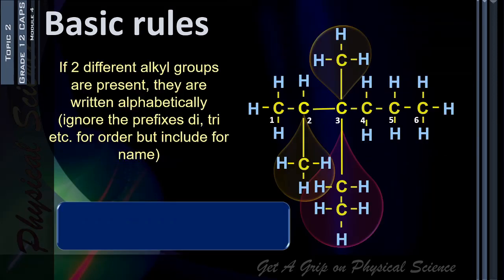Just something to remember, if there are two different alkyl groups present, they are written in alphabetical order. You ignore the di and the tri for the alphabetical order, but you do include them for the name of the molecule. The name of this molecule is 3-ethyl-2,3-dimethylhexane. So how did I get to this name?